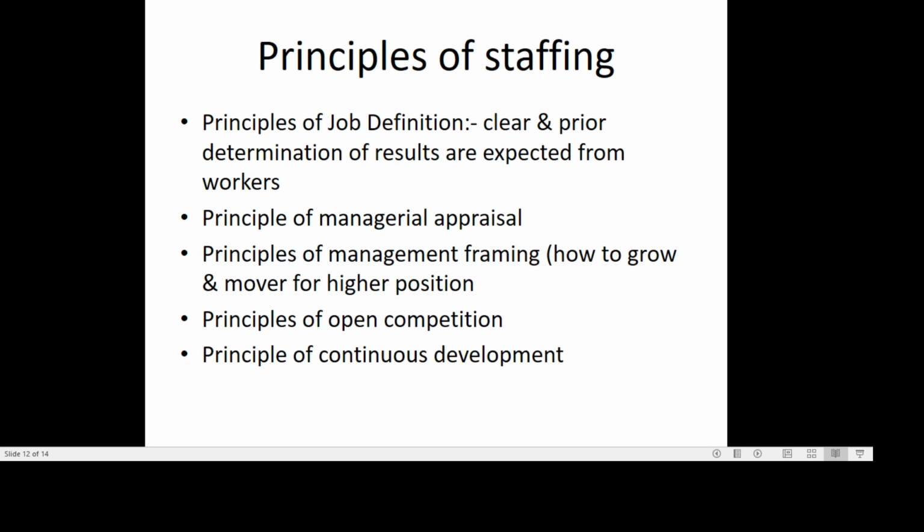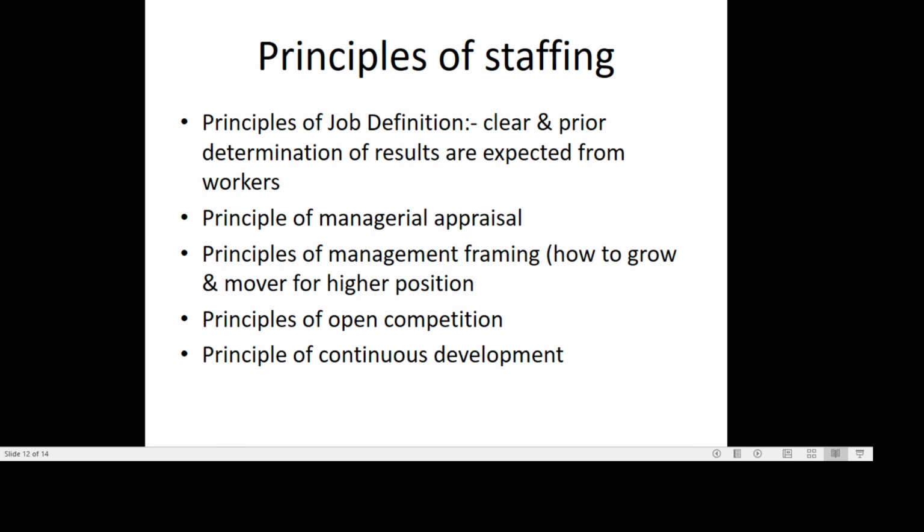And there is a principle of open competition. Healthy competition is always good for growth. So there should be fair and equitable measurement of performance, which is based on open competition. Anyone can do better work. There should not be any bias. This is what the principles of staffing say.